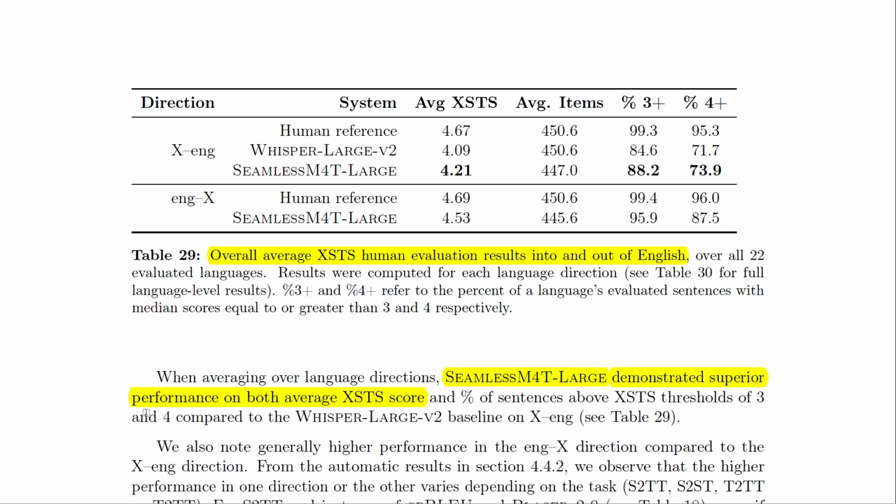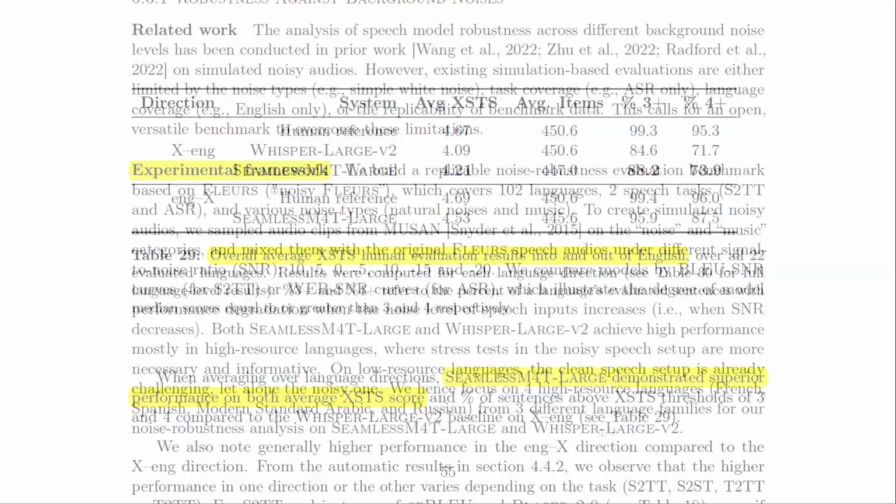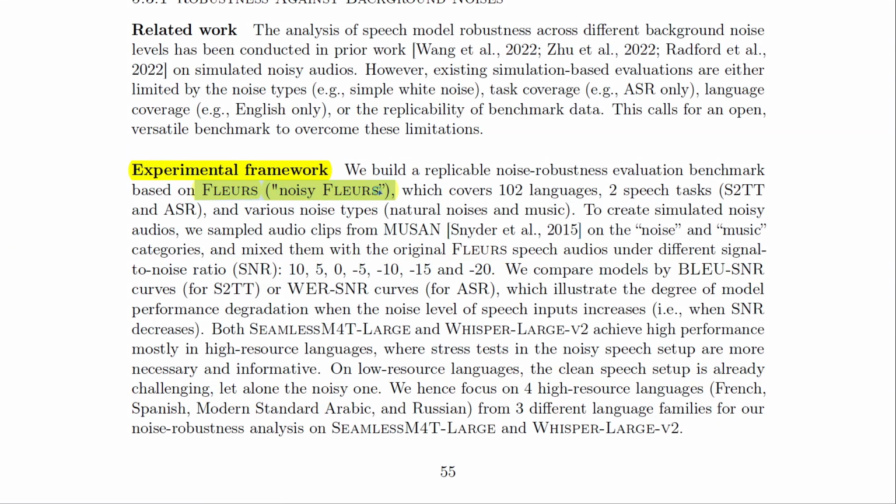A replicable noise-robust evaluation benchmark was crafted, aptly named Noisy FLEURS. This benchmark covers a staggering 102 languages, features 2 speech tasks, and incorporates various noise types, including natural sounds and music. Through BLEU-SNR curves for S2TT and WER-SNR curves for ASR, it showcases impressive resilience in high-resource languages, consistently outperforming Whisper Large V2 by significant margins.